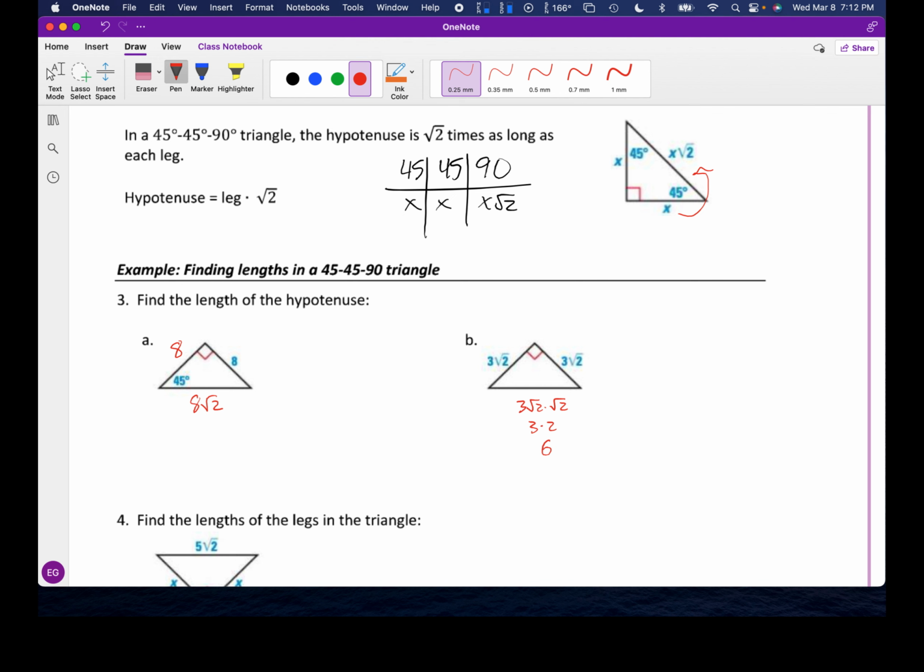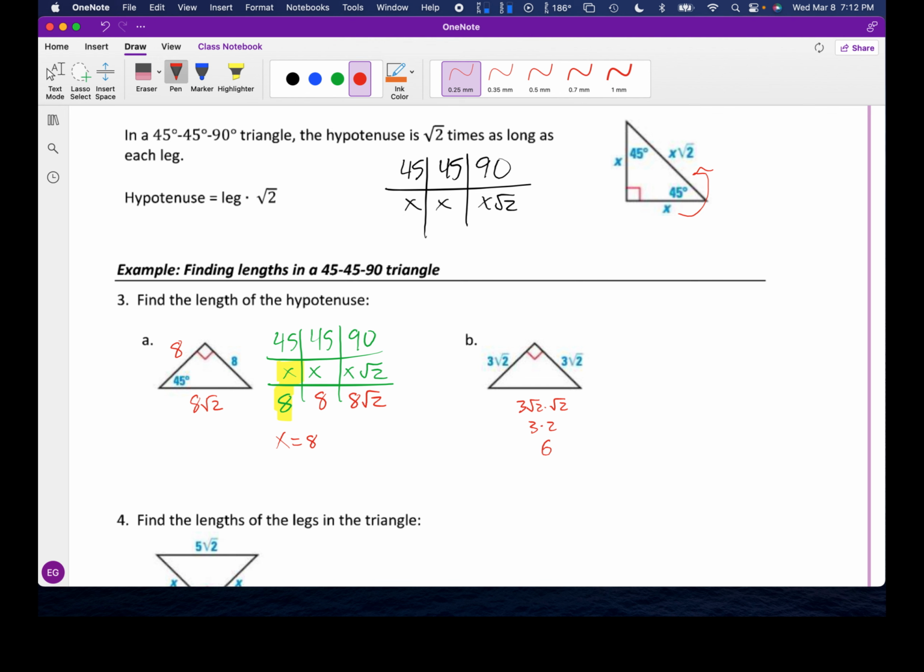Now, if that was rocket science to you, then what you should do is use this little table that I have going here. Okay, so we have x, x, x rad 2, and what we want to do is line up what we have. So we have one of the 45s is 8, and then we can line this up and say, hey, x equals 8 in this little scenario. So x equals 8, which means that this will equal 8, and then x rad 2 will be 8 rad 2. So I can literally just solve for what x is, and then I can just plug it into the formula, and it'll just work perfectly fine.